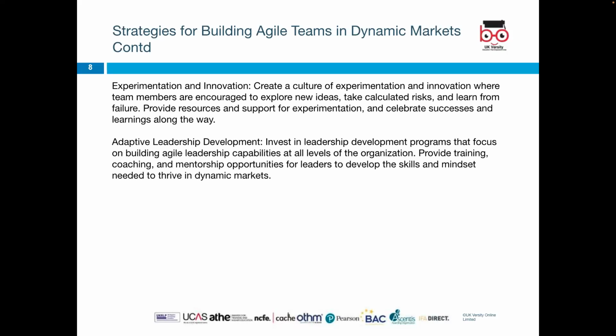The last one, which is adaptive leadership development. Invest in leadership development programs that focus on building agile leadership capabilities at all levels of the organization. Provide training, coaching, and mentorship opportunities for leaders to develop skills and mindsets needed to thrive in the dynamic market.